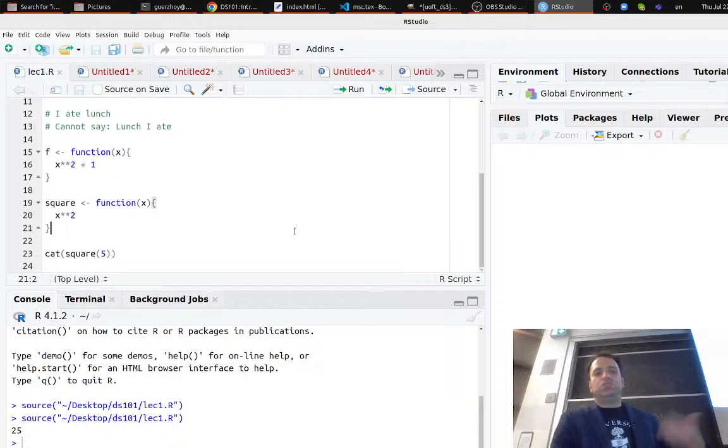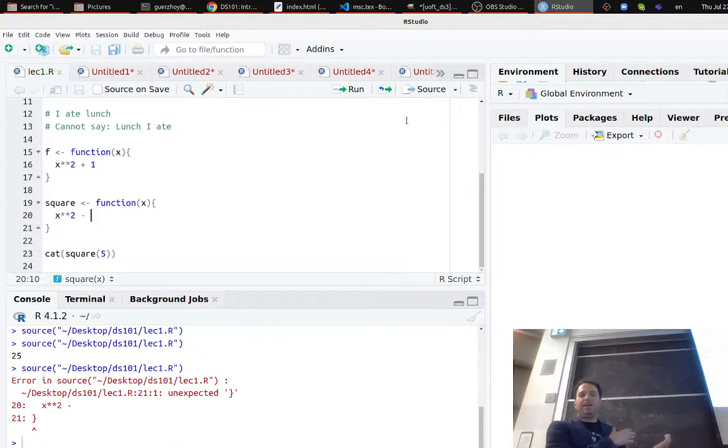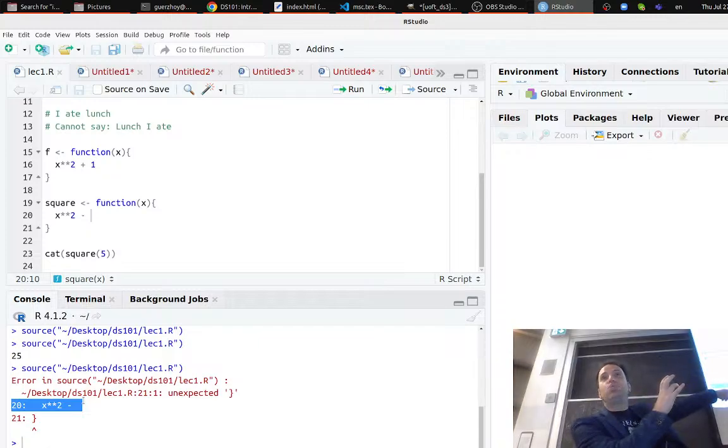So often you might get something wrong, right? So you might imagine that you say something like x squared minus by mistake. If that happens and you run it, so what I did is I pressed source, R is going to yell at you in some way. And sometimes it's going to be informative, sometimes not, right? Usually it will tell you which line is causing the problem. So here it correctly identified that the problem with the syntax is in line 20.